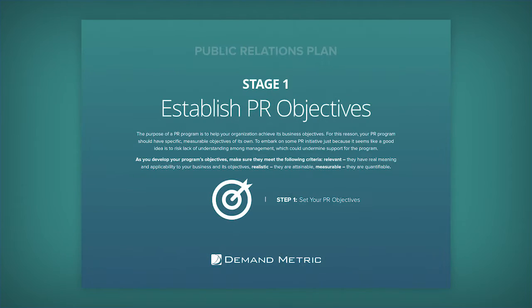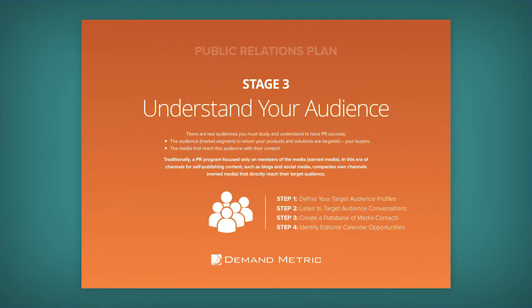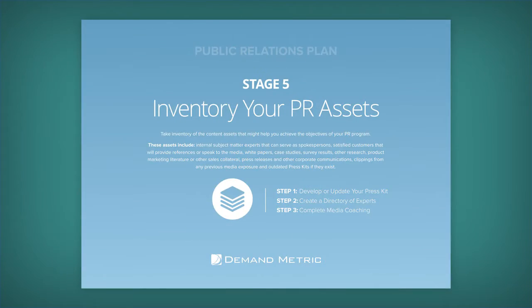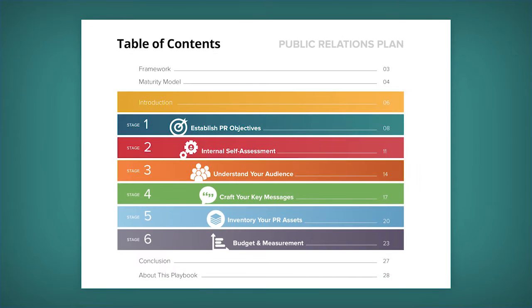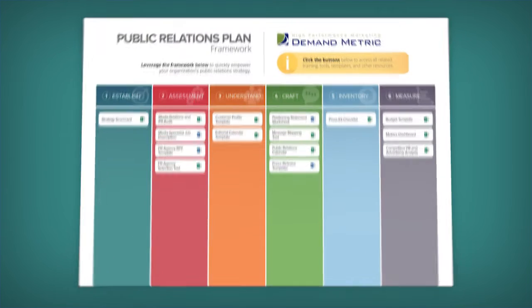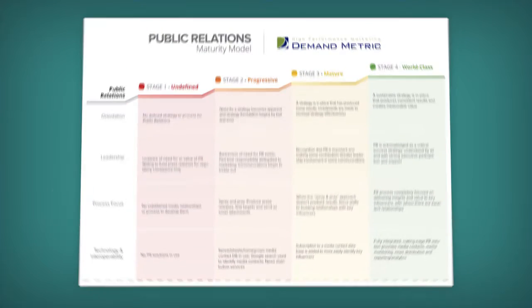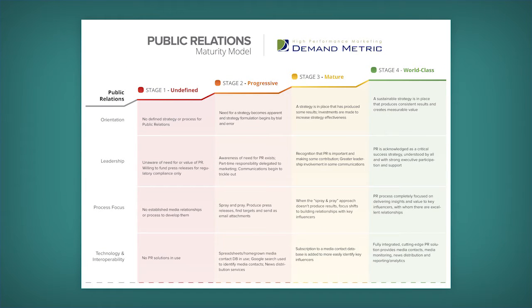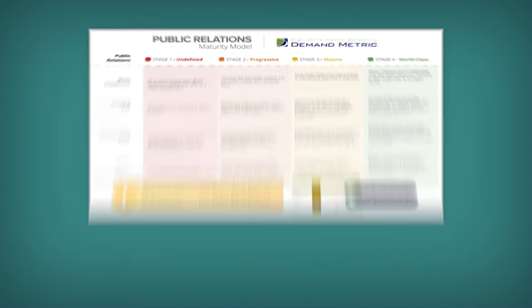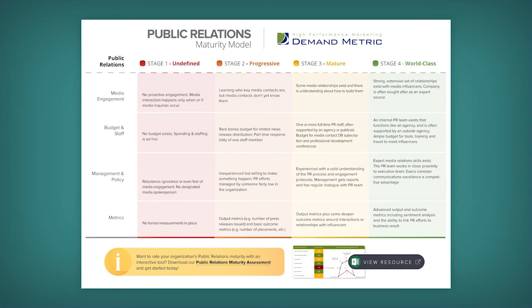Use this step-by-step playbook and set of premium tools and templates to develop a comprehensive public relations strategy and plan. Each playbook begins with a table of contents and a framework for quick reference to the tools and templates highlighted throughout this step-by-step guide. Also included is a maturity model that helps you understand where your organization sits in the spectrum of public relations maturity.